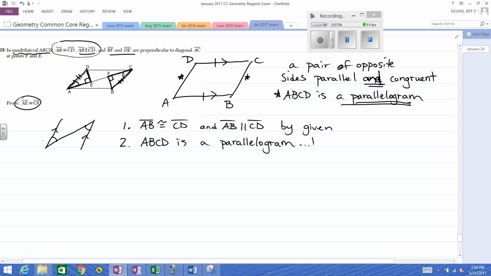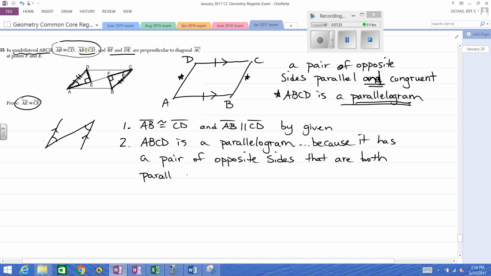Okay, and that's because it has a pair of opposite sides that are both parallel and congruent. That is enough to prove that it's a parallelogram.